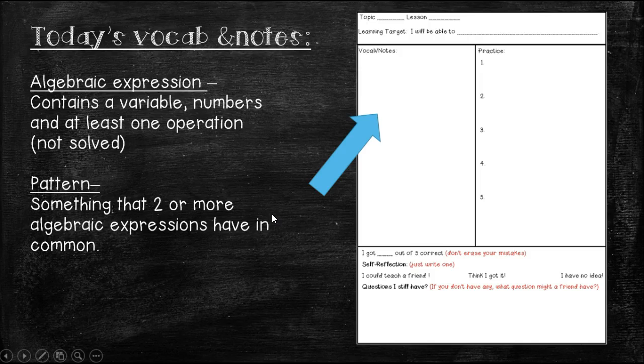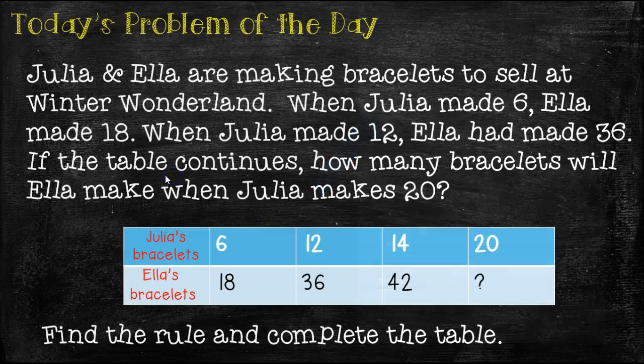So our vocabulary is exactly the same as yesterday. You don't need to write it down, but we're going to go through and see if we remember what they are. An algebraic expression, remember, contains a variable, that's a letter, numbers, and at least one operation, and we don't solve an expression. A pattern is something that two or more algebraic expressions have in common. Remember, it has to have at least two in order for it to be a pattern.